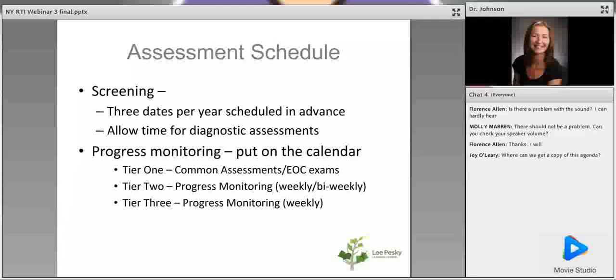So if we're moving to 3 times a year for screening, we want to make sure that that's scheduled. If we're using a fall and winter screening model only, we want to make sure that those are scheduled. We want to make sure that not only do we have 1 day for screening, but that we also have 1 or 2 days for catching students who are absent. And then we also want to allow time for that follow-up diagnostic of the kids who we identified as at risk on our screening tool.